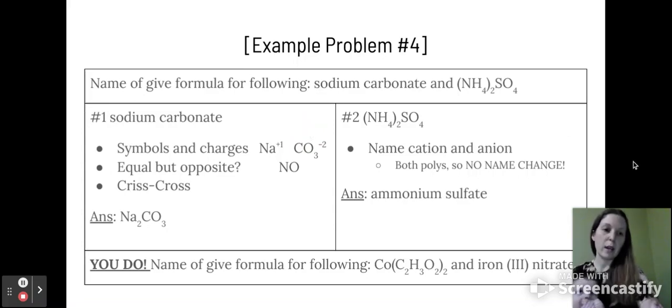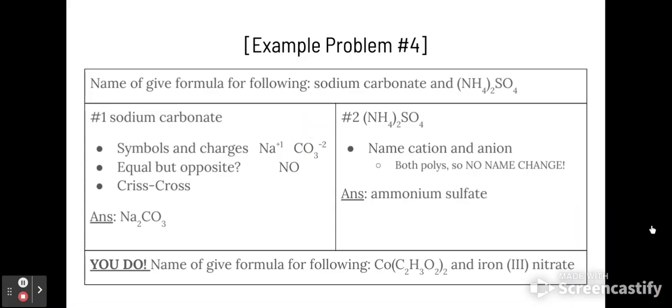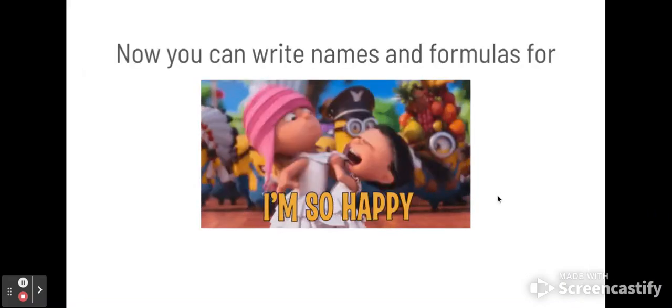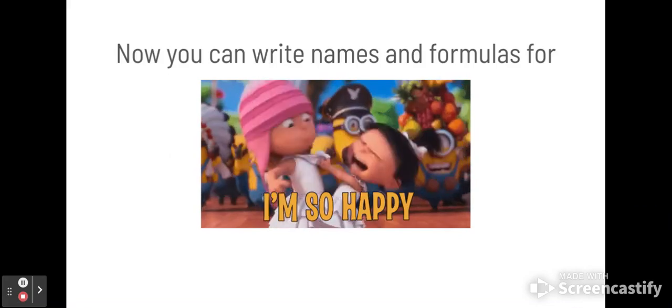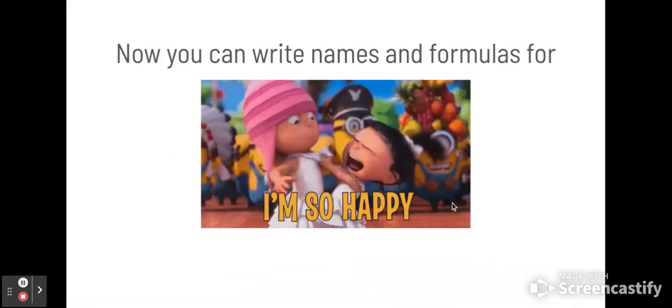So now you need to go ahead and try these two examples. All right, so now you should be able to name and write the formulas for ionic compounds.